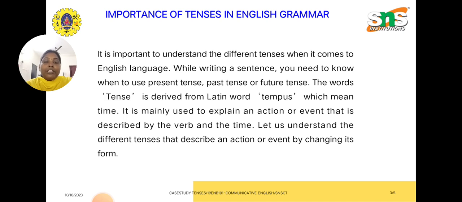It is important to understand different tenses when it comes to the English language. While writing a sentence, we need to know when to use present tense and when to use past and future tense. The word tense is derived from the Latin word tempus, which means time. It is mainly used to explain an action or event that is described by the verb and the time. So let us understand the different tenses that describe an action or event by changing its form.